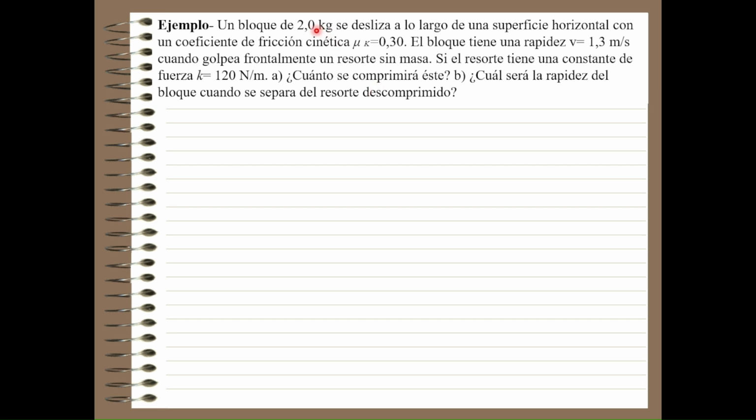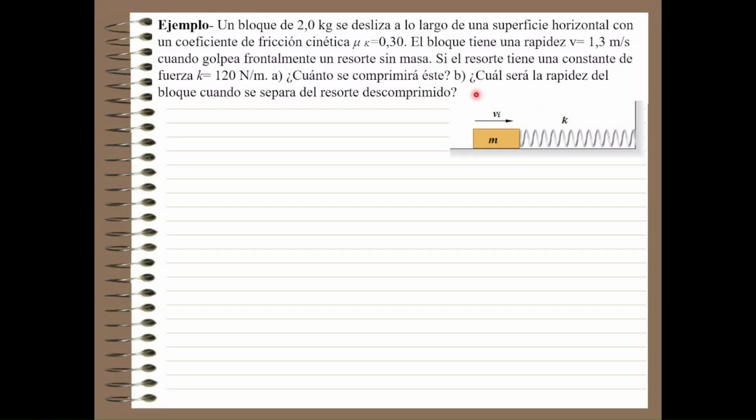Next, as an application of what has been discussed, we will solve the following example. A 2 kg block slides along a horizontal surface with a coefficient of kinetic friction μk of 0.30. The block has a speed of 1.3 meters per second when it collides head-on with a massless spring. If the spring has a spring constant k of 120 N per meter, first question, part A: how much will the spring be compressed? Second question, part B: what will be the speed of the block when it separates from the uncompressed spring?